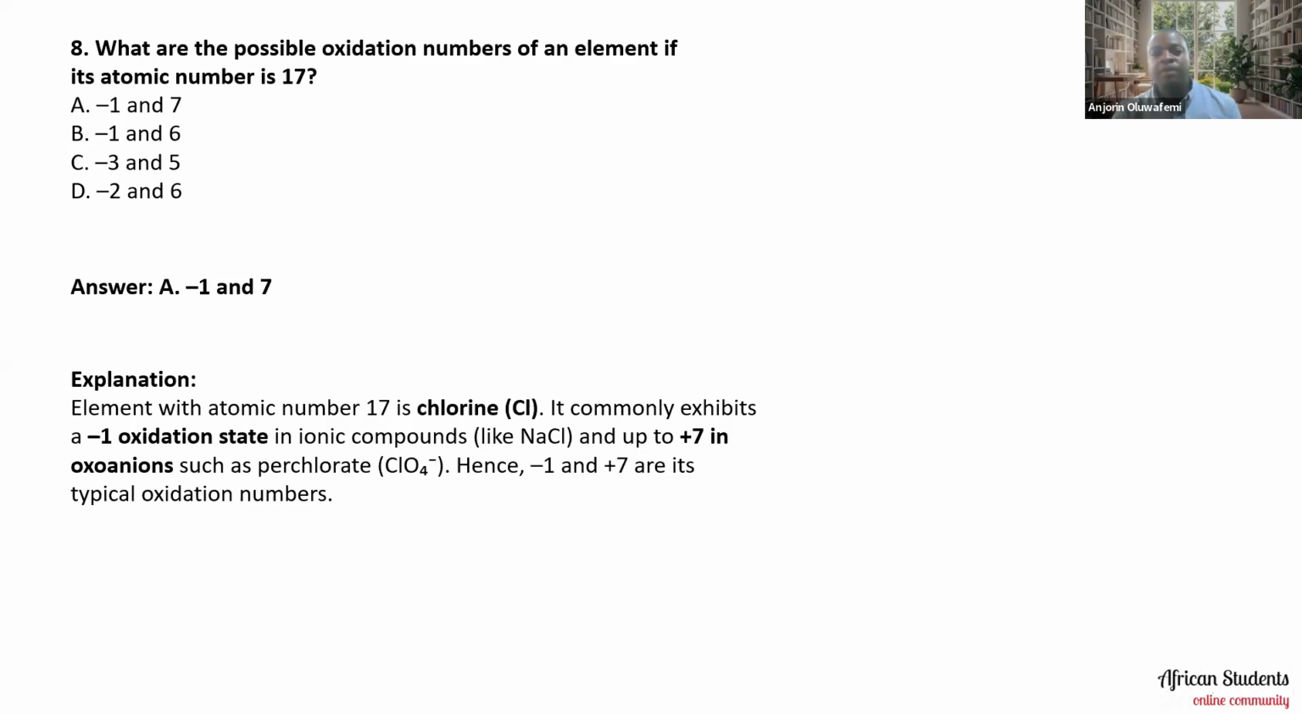So when we have this particular question that is telling us the atomic number is 17, it's referring to chlorine, and it commonly exhibits a -1 oxidation state in ionic compounds like sodium chloride, and up to +7 in oxoanions such as perchlorates, ClO4 minus, hence -1 and +7 are its typical oxidation numbers.